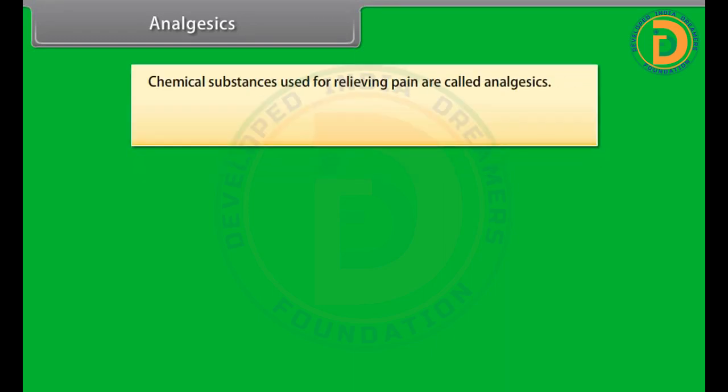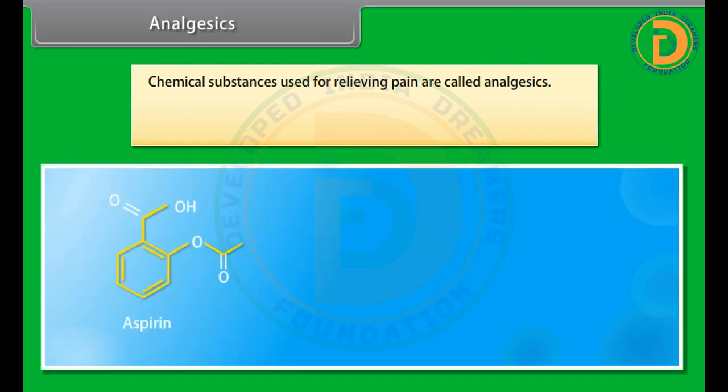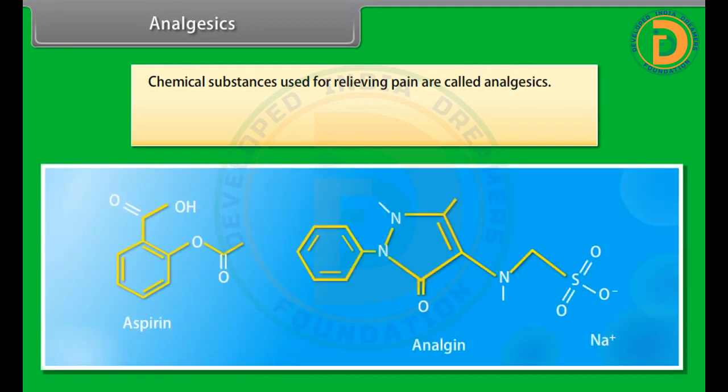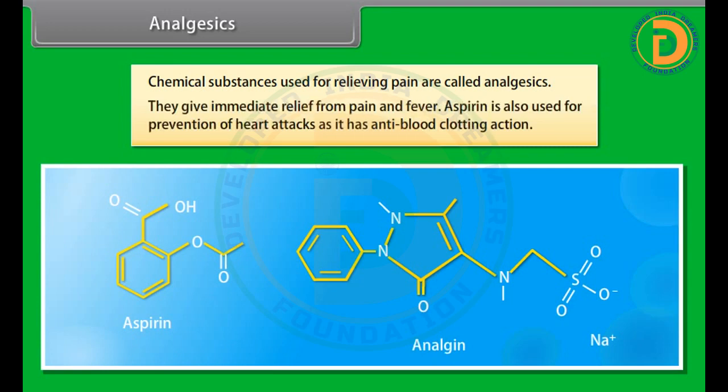Analgesics. Chemical substances used for relieving pain are called analgesics. For example, aspirin and analgin. They give immediate relief from pain and fever. Aspirin is also used for prevention of heart attacks as it has anti-blood clotting action.